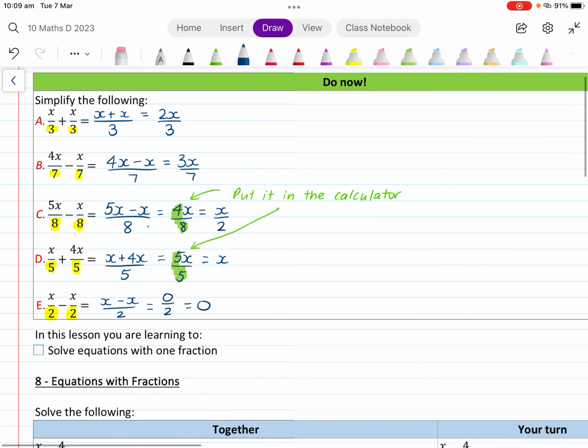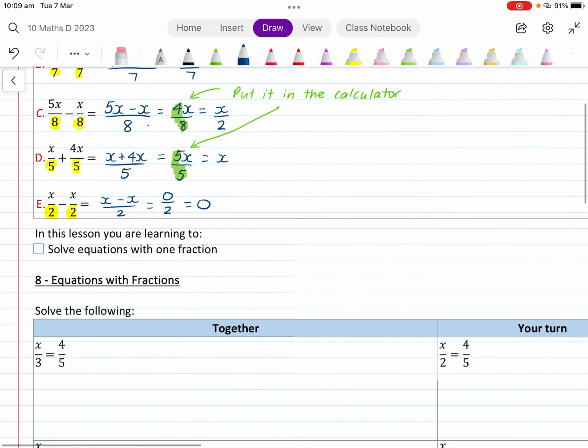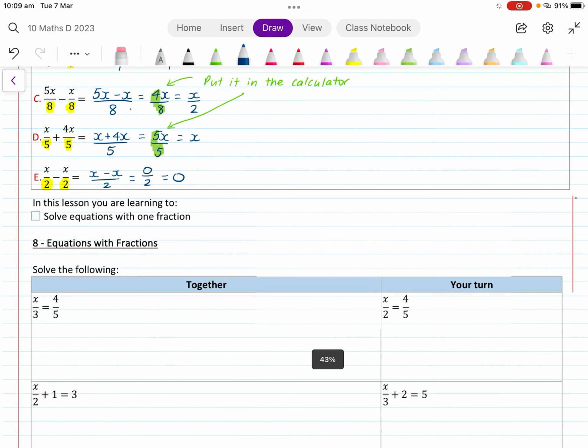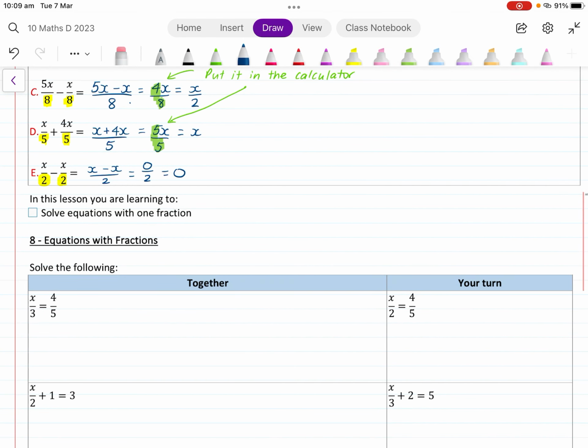What we are doing today is we are going to learn how to solve equations with one fraction. So what we have is 2 columns on your sheet. It's the together and then your turn. So I'm going to do the together one, and then you'll have about a minute to have a go at the your turn. So we're going to solve the following.